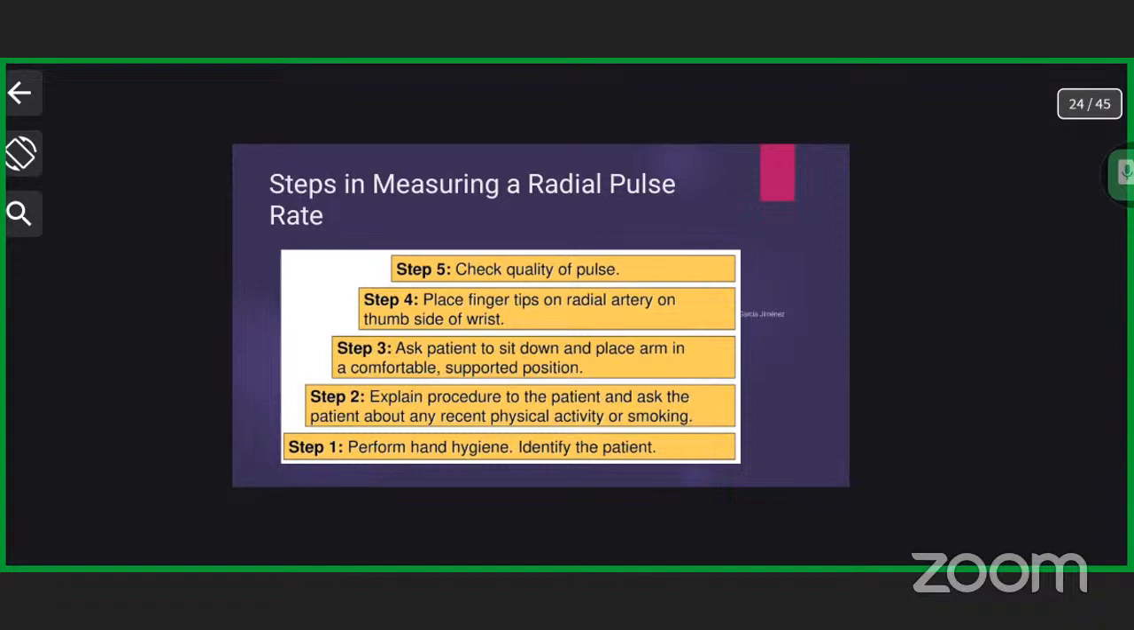So, okay. Steps in measuring a radial pulse rate. Step 1, perform hand hygiene, identify the patient. Step 2, explain the procedure to the patient and ask the patient about any recent physical activity or smoking. Step 3, ask the patient to sit down and place the arm in a comfortable, supported position. Step 4, place fingertips on the radial artery on the thumb side of the wrist. Step 5, check the quality of the pulse.